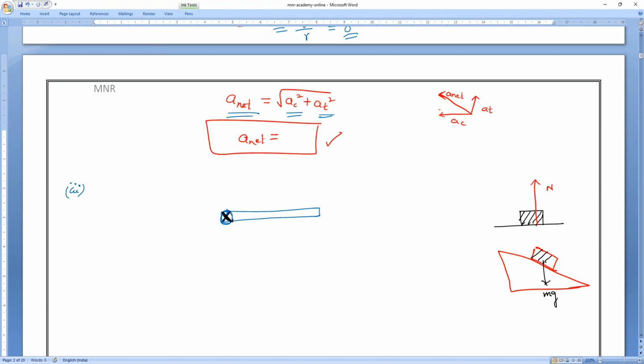That is mg. So this is mg cos theta, and this will become what, everybody? mg sin theta. Then what about the normal reaction? Perpendicular to the surface. This is what is called normal. Am I right? Everybody, please respond.